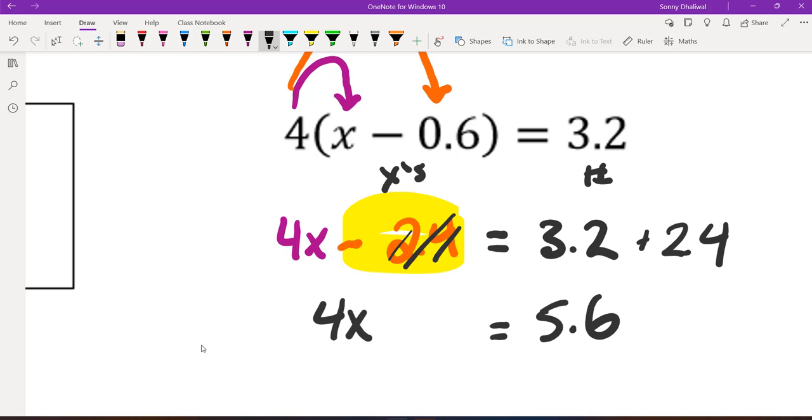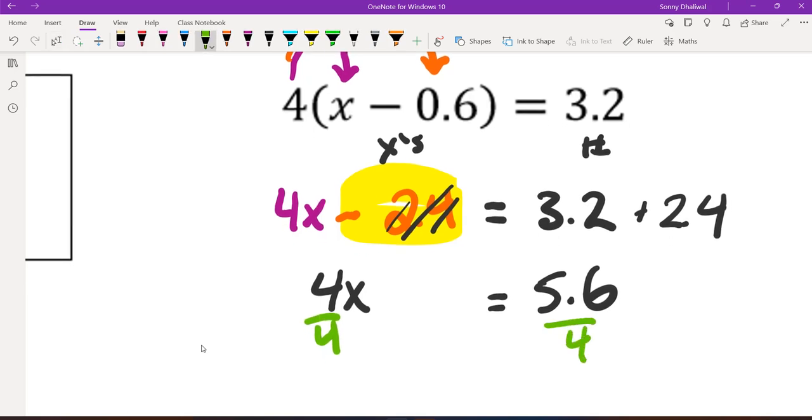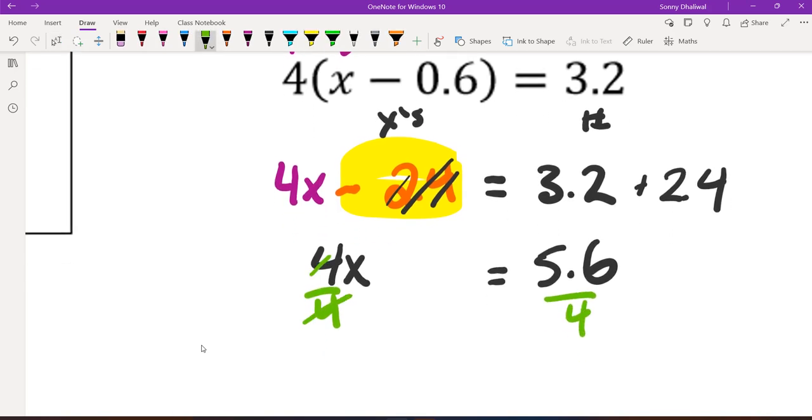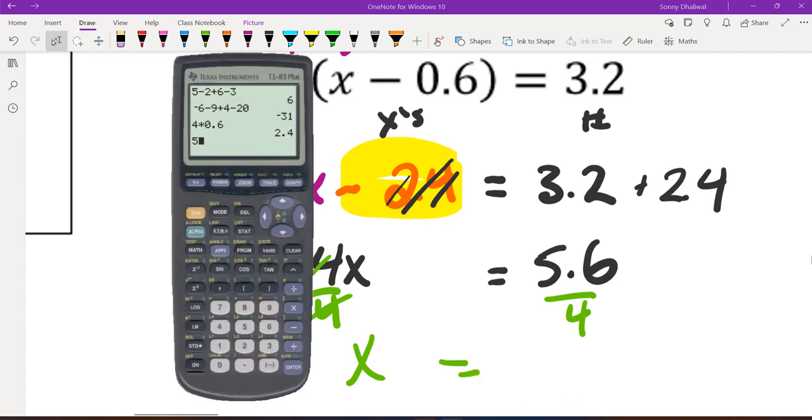Okay, what's our next step? Lachlan? You divide by 4 on both sides. Yeah. To get rid of the 4, you divide by 4. And you divide by 4. So the 4's cancel out. We have x is equal to 5.6 divided by 4. Right? So this is a decimal question, so we actually calculate that out. We don't leave it as a decimal fraction. So you just go 5.6 divided by 4, and you get 1.4. And that's it.